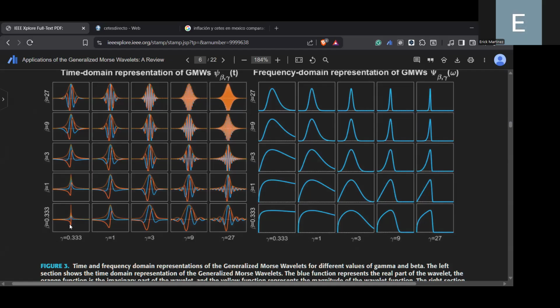But at the same time, you can see that when we are having a very narrow representation in the time domain in this region, you are having a wider precision, or a higher standard deviation, in the frequency domain. So there is also this trade-off of these gamma and beta values when we are working with these generalized Morse wavelets. And this is interesting because we can see from this graph that these generalized Morse wavelets are not contradicting the Heisenberg uncertainty principle.